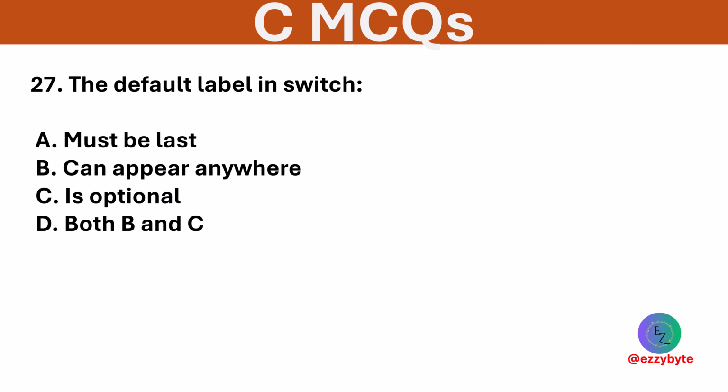The default label in switch. Options are must be last, can appear anywhere, is optional, and both B and C. Option D is correct. The default label is optional and can be placed anywhere.